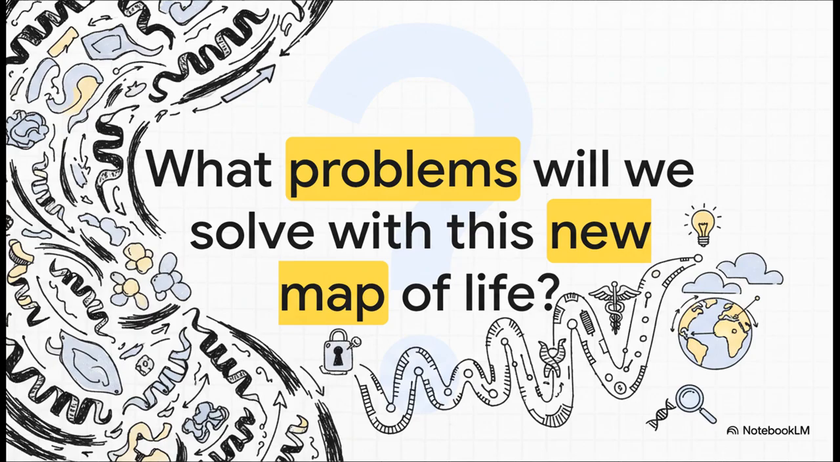So what this research really gives us is a powerful new lens to see the dance of life. It's like we've been given a map to the very movements that control our biology. The only question left is, now that we have this map, what amazing problems are we going to solve next?